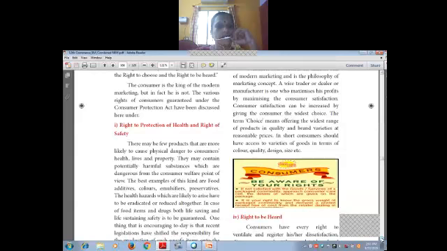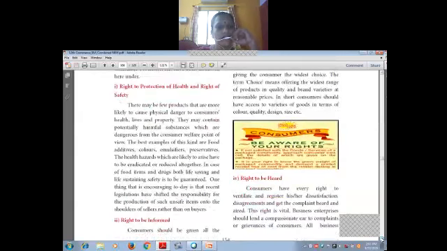Right to protection of health and right to safety. There may be a few products that are more likely to cause physical danger to the customer's health, lives, and property. They may contain potentially harmful substances which are dangerous from the consumer welfare point of view. The best examples of this kind are food additives, colors, emulsifiers, and preservatives. The health hazards which are likely to arise have to be eradicated or reduced altogether.